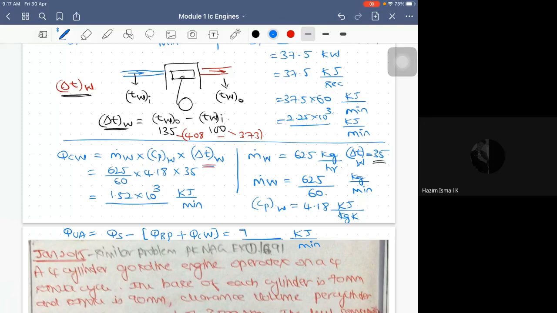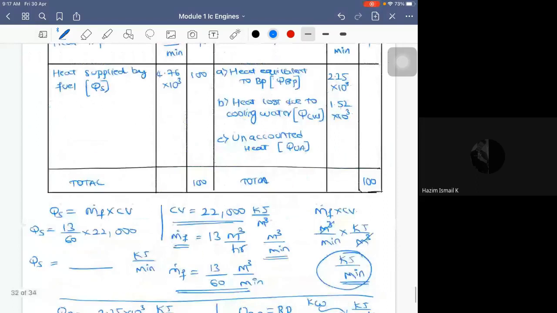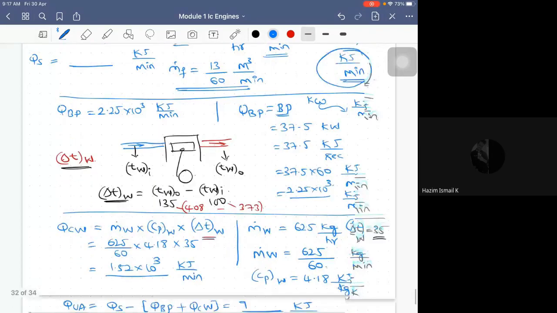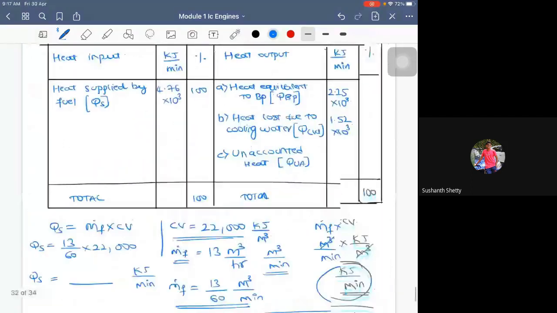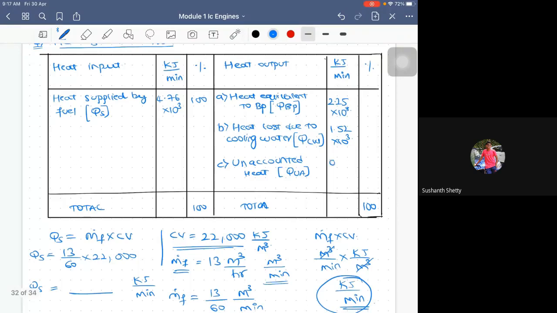0.99 into 10 to the power of 3. Now, substitute the same value here, 0.9 into 10 to the power of 3.